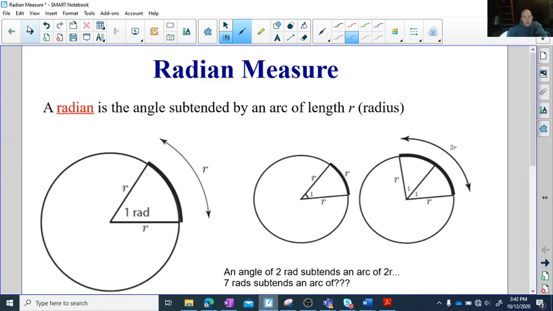Welcome to this video, which is going to examine a new unit of measurement for angles called radian measure, and we will look at the connection between angles measured in radians versus angles measured in degrees, and we will draw a conversion factor between the two so that we'll be able to convert angles in radians to angles in degrees.